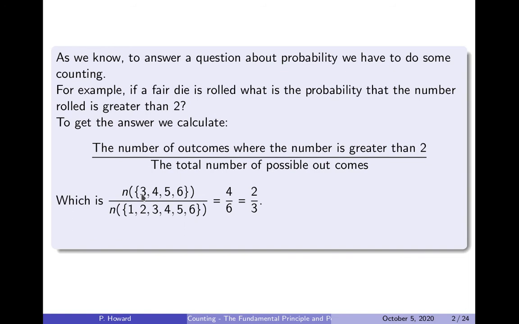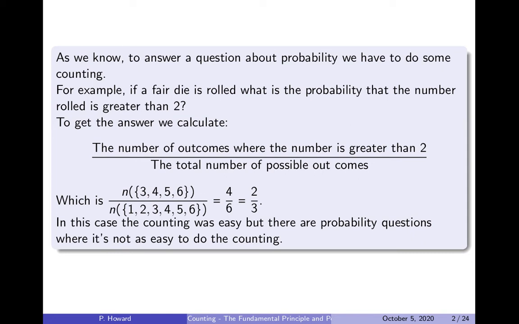The event consisting of the outcomes greater than 2 is the numbers 3, 4, 5, and 6. There are 4 objects in that set, so the numerator of this fraction is 4. And the sample space, the set consisting of all the outcomes, consists of the numbers 1 through 6. There are 6 elements in that set, so the denominator of this fraction is 6. And 4/6 simplifies to 2/3. So to do probability, we have to do some counting.